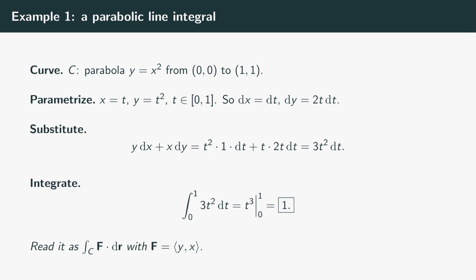Step 4. Integrate. The integral from 0 to 1 of 3t squared dt equals t cubed evaluated from 0 to 1 equals 1. Done. Read it as the line integral over C of f dot dr, with f the vector (y, x) if you prefer. The two notations describe the same object, and the substitution recipe is identical.